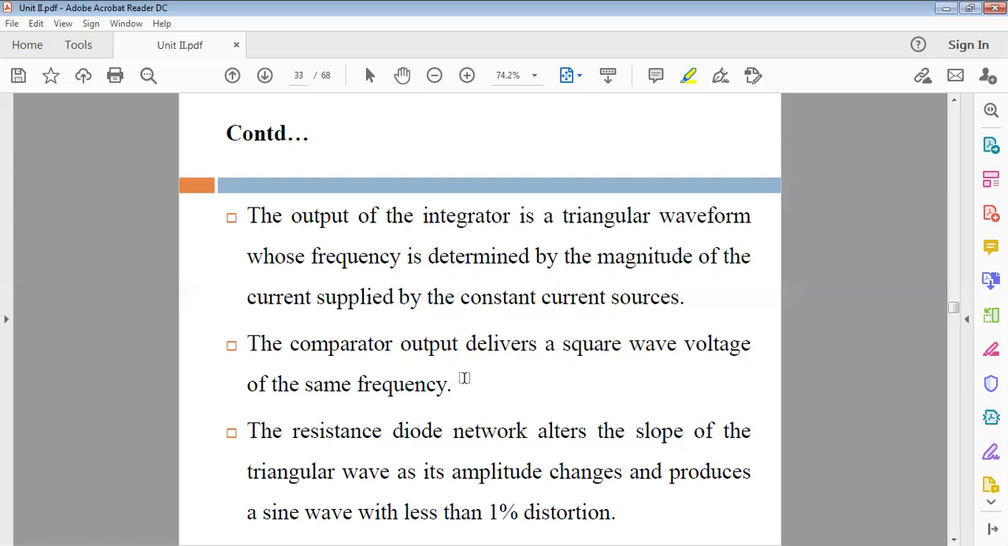Next, we have a comparator. The comparator output delivers a square wave voltage at the same frequency. Based on the charging and discharging of the integrator, the state of the comparator also changes. It changes from high to low or low to high state and produces a square wave voltage of the same frequency. Next, we have a resistance diode network, which is used for altering the slope of the triangular wave as its amplitude changes. It produces the sine wave with less than 1% distortion.